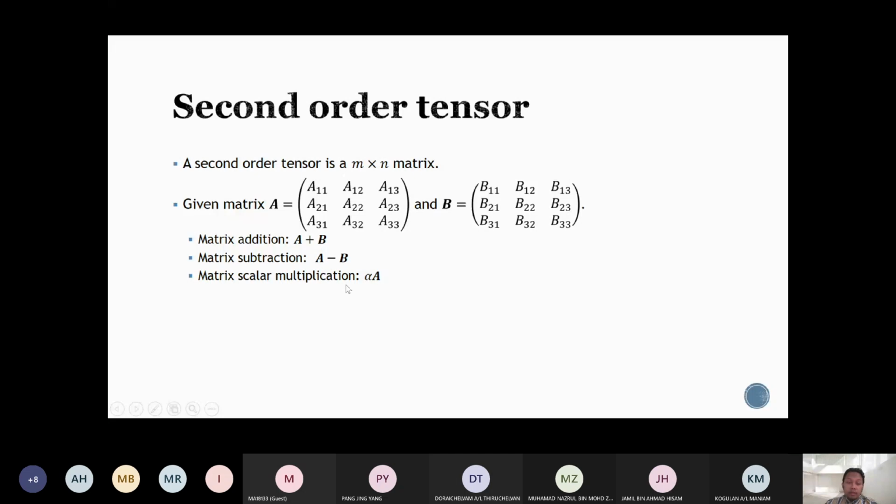You can also multiply a matrix by a scalar value. If you multiply by a scalar value, you just multiply each of the elements one by one with the scalar. Okay, I think you have learned this before. Slide saya ada kan? Nampak kan?